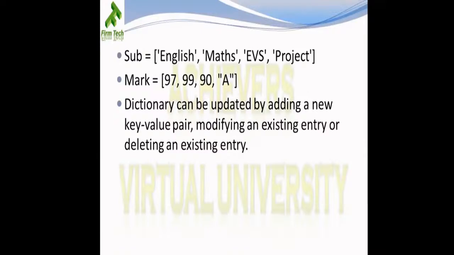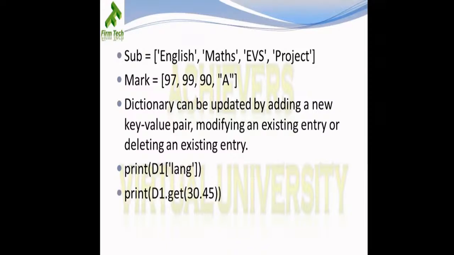A dictionary can be updated also. That is by adding a new key-value pair, or modifying an existing value, or deleting an existing entry. So this print D1 lang, that is print D1 with lang as the key. If you give this statement, the value corresponding to this key lang will be displayed. And print D1 dot get of. This is another method of getting the values, and 30.45 is the key, and the value corresponding to this key will be displayed.